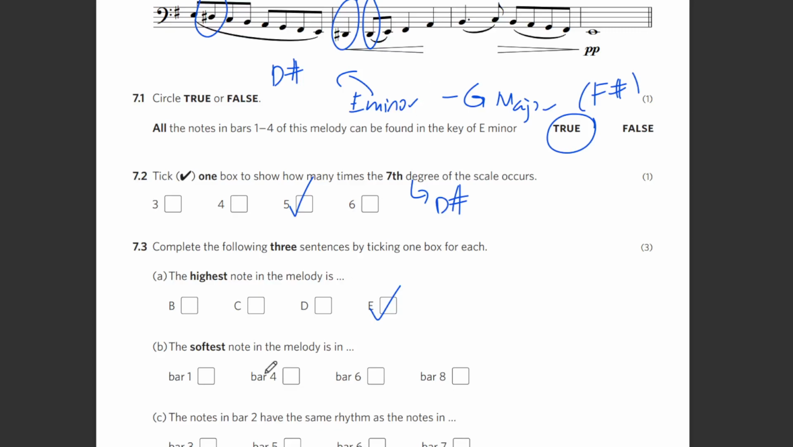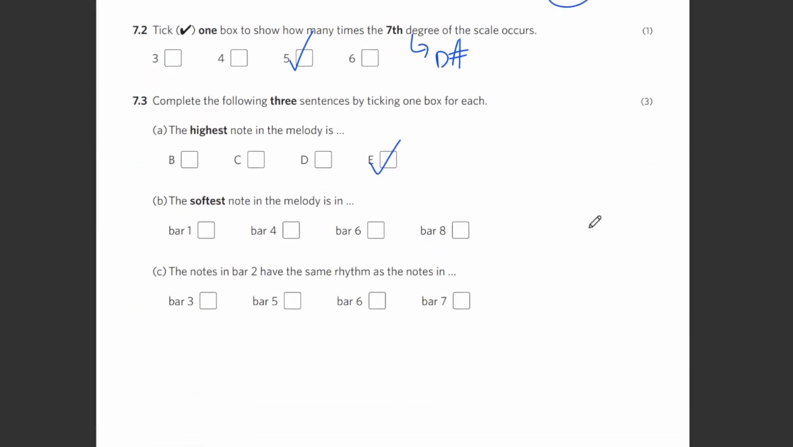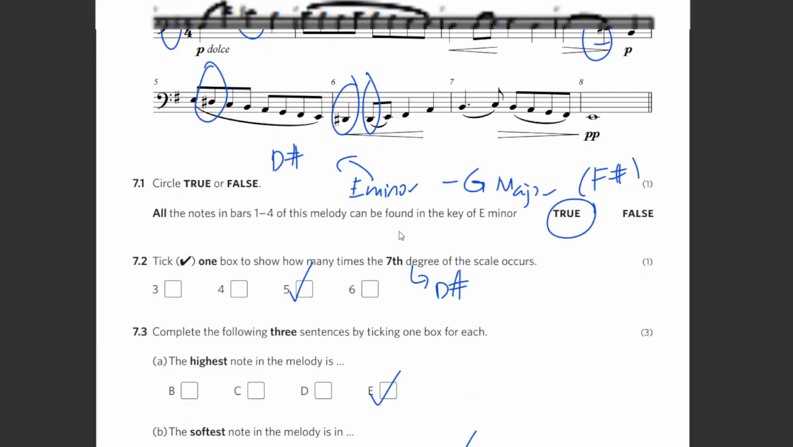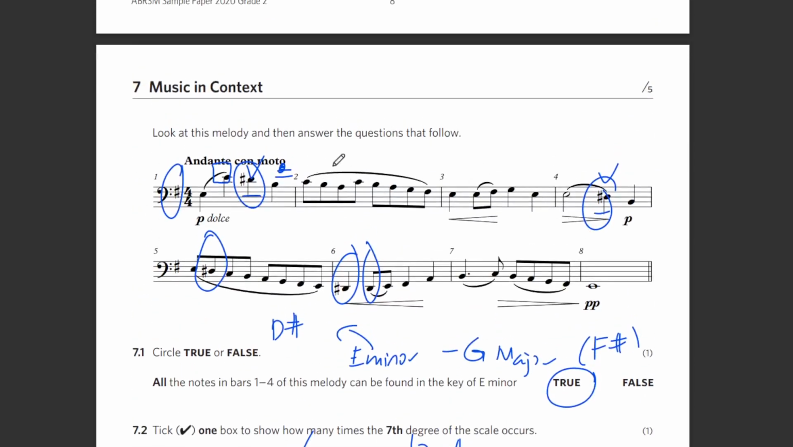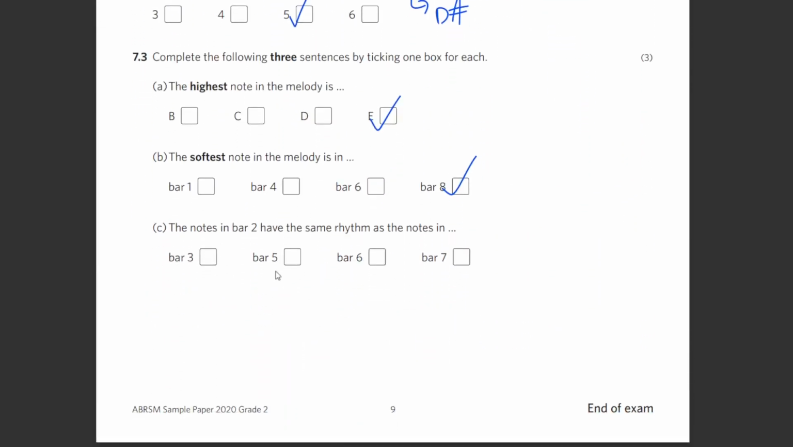Okay, the softest note in the melody is in which bar? You have P, then going up, still P, then the softest is PP, so it's bar 8. The notes in bar 2 have the same rhythm as the notes in which bar? Let's look at bar 2. Bar 2 is basically all quavers, right? They are all 8 quavers in that bar. So bar 2 and bar 5 have the same rhythm. So the answer is bar 5.